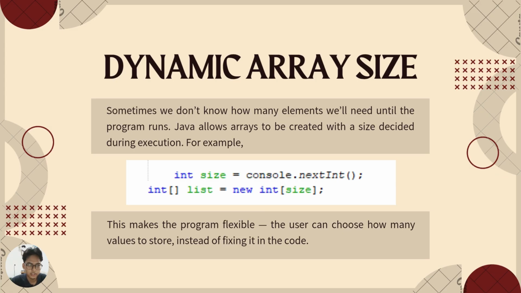The dynamic array size: sometimes we don't know how many elements we will need until the program runs. So, Java allows arrays to be created with a size decided during execution. For example, int size = console.nextInt(); and the next line is int[] list = new int[size]; So this makes the program flexible and the user can choose how many values to store instead of fixing it in the code.